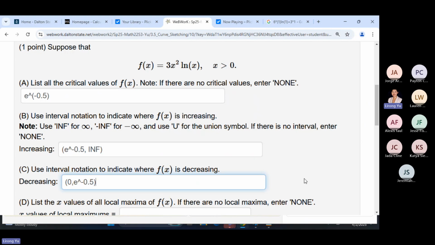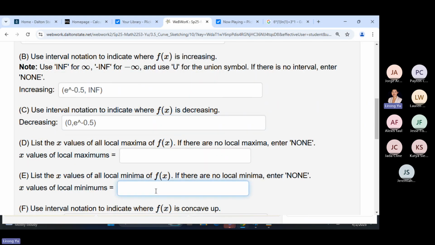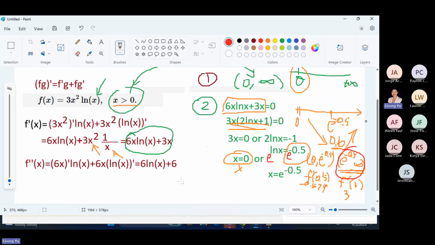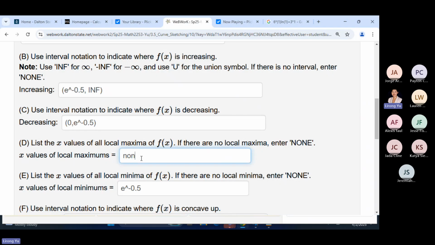If the function is decreasing, then increasing, we will have a local minimum. So the local minimum happens at x equal to e to the negative 0.5. And you see the behavior, the function goes decreasing, then increasing. And therefore, we do not have a local maximum, because the function will be increasing and we cannot reach a boundary there. So we would say none. Here, enter none if there's no local maximum. Any question so far?